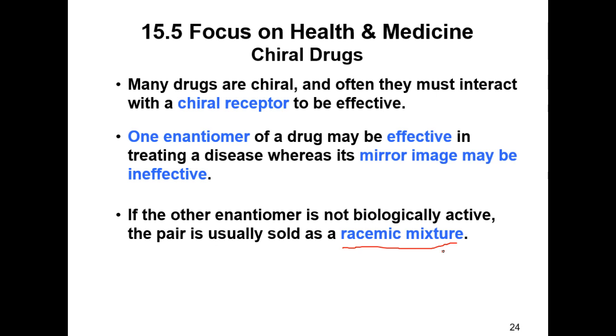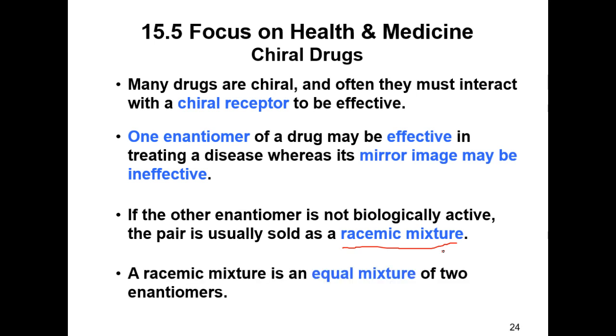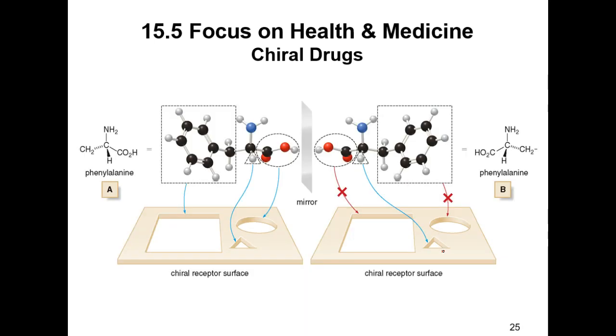Because one, you lose 50% of your product if you just need to isolate one of them and sell it. And secondly, if you want to synthesize just one of them, all your reagents have to be chiral. So you have to start with very expensive reagents. So it's more cost effective for pharmaceutical companies to sell racemic mixtures. A racemic mixture is an equal mixture of two enantiomers. We've already talked about that.